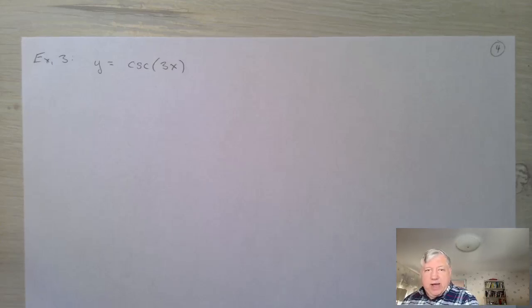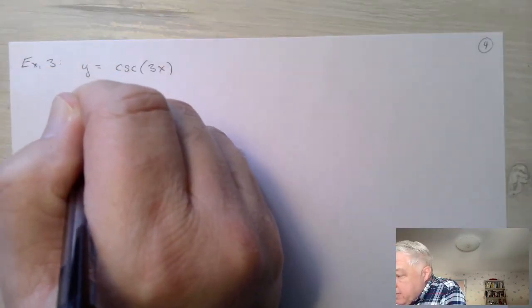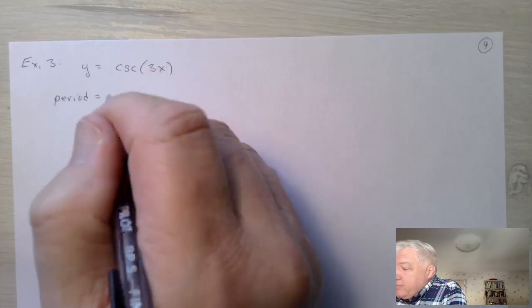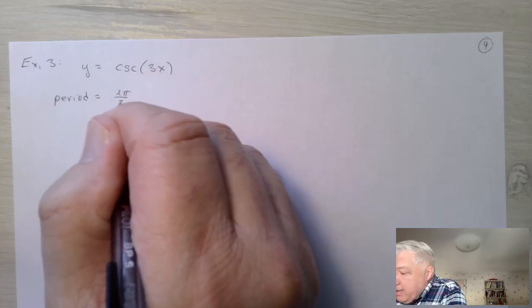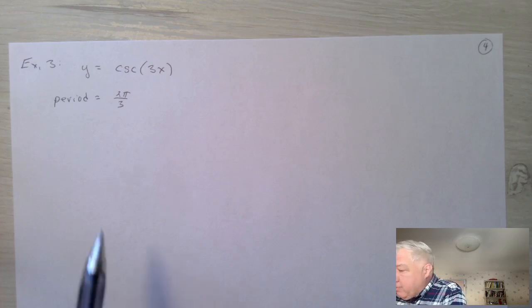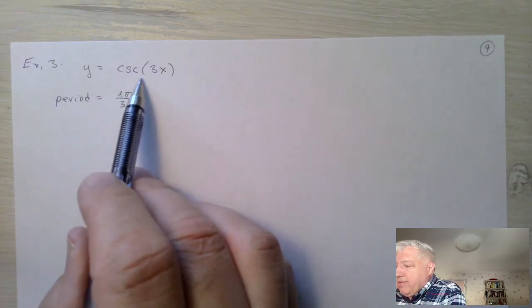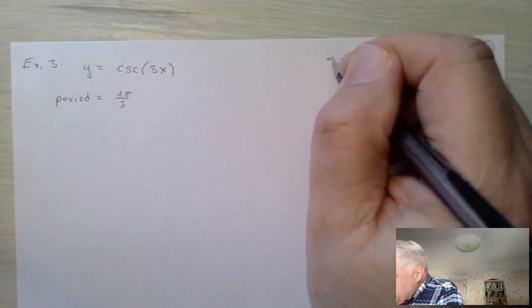If we wanted to graph the cosecant of 3x, once again we'll find the period first. So the period will be 2 pi divided by 3. I think that's pretty straightforward. And for the cosecant, we'll have a vertical asymptote when the sine of 3x is 0.